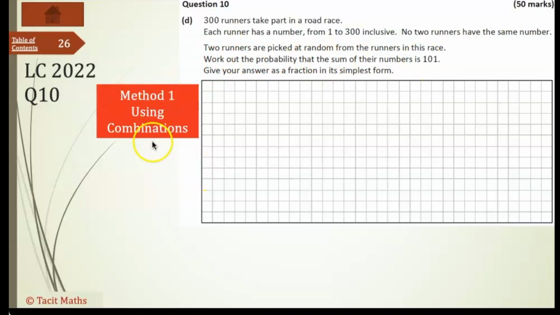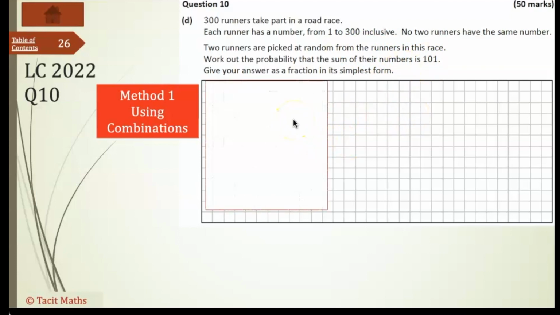Now, as you see, there are 2 methods of doing it. One is quite straightforward once you see it, but it would have been very difficult to spot. We want to know the probability that they add up to 101. So how many possible combinations would add up to 101? If you actually list them all out, that mightn't be a bad way to do it. So what are the possible successful outcomes here?